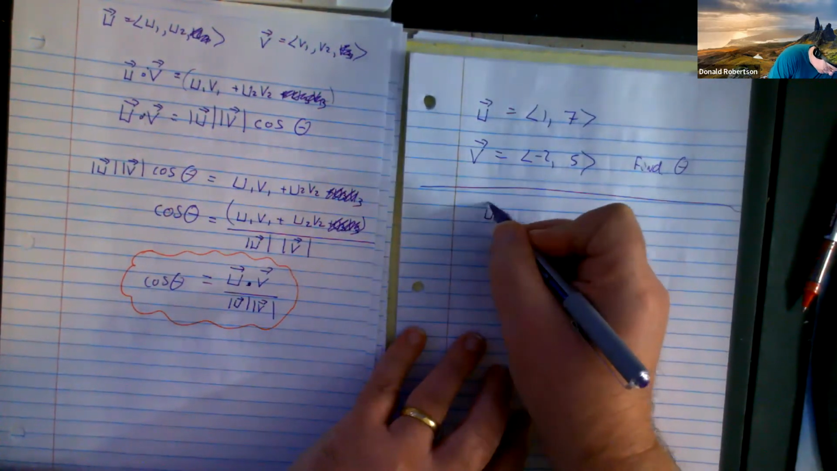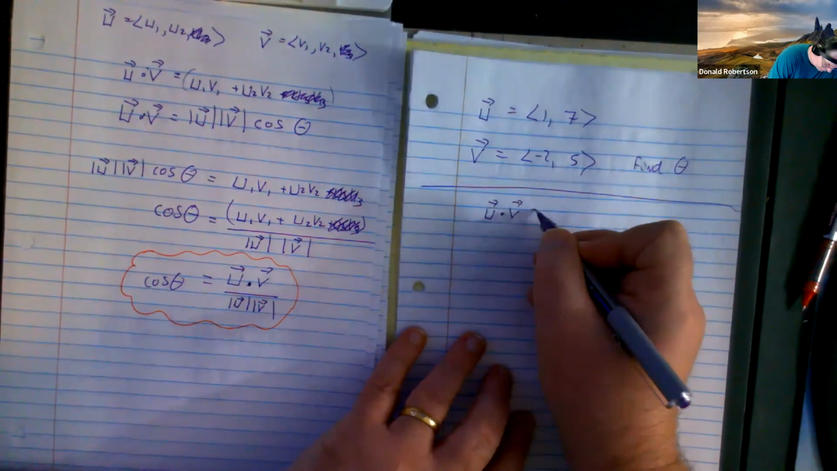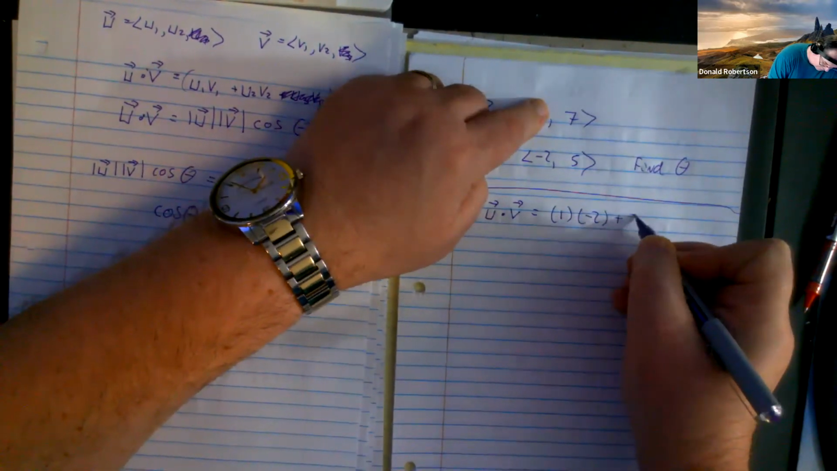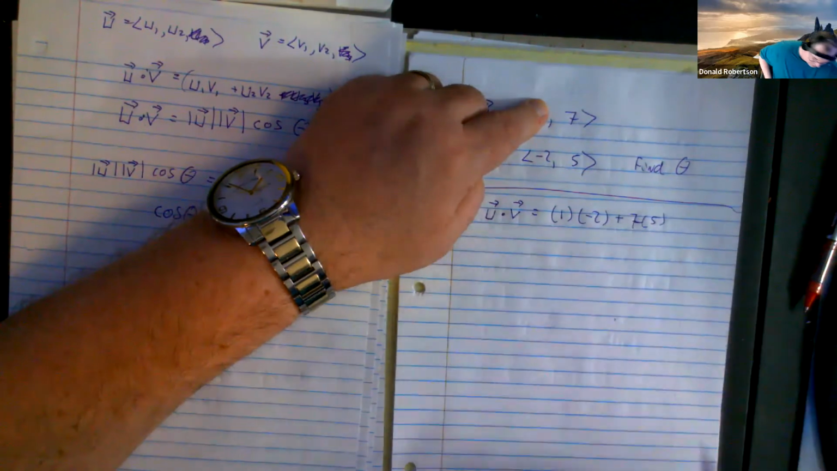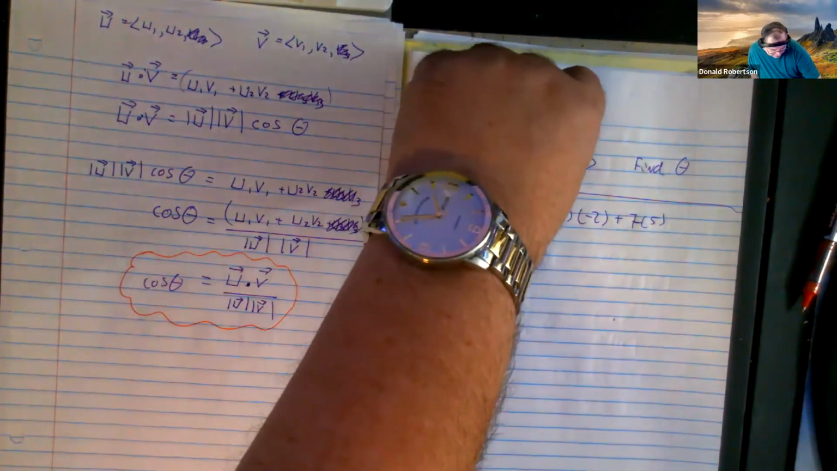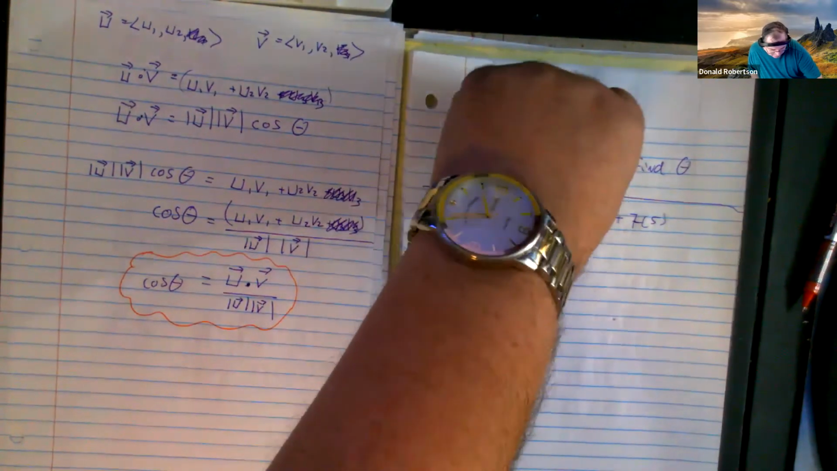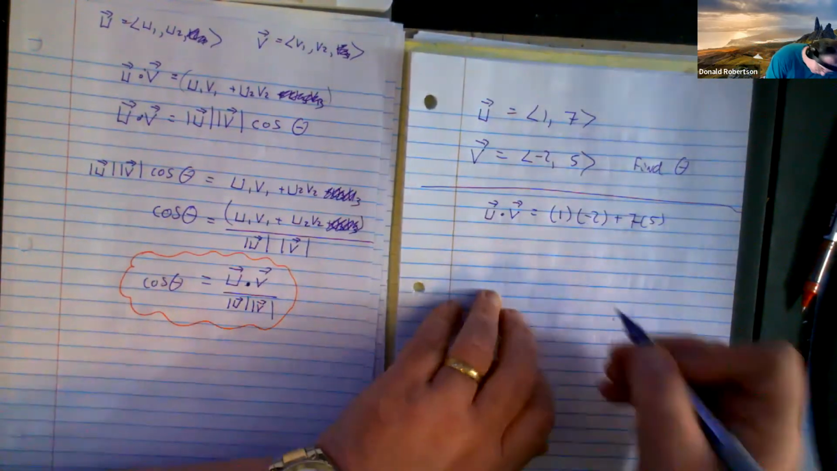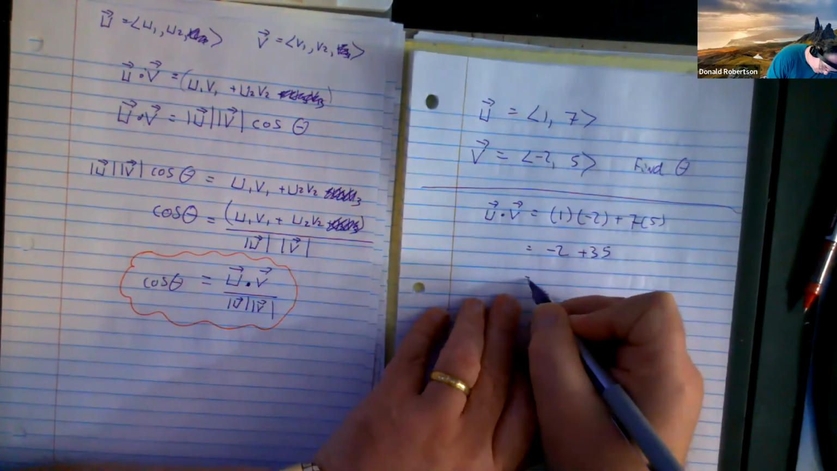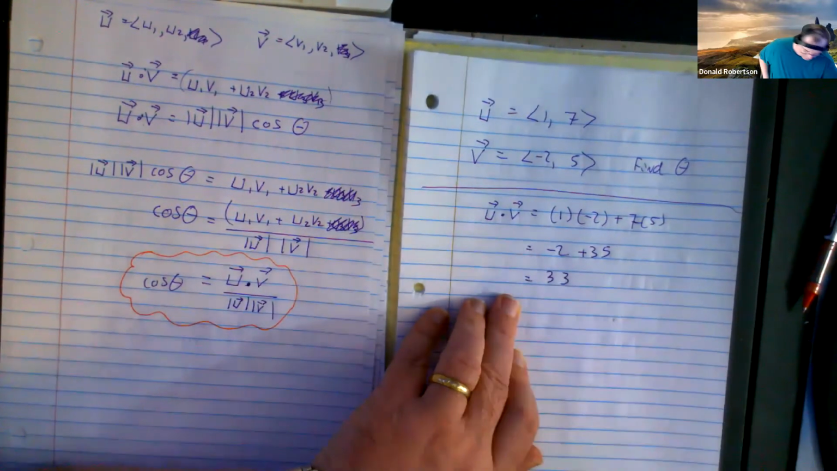Well, I'd find the dot product, which is... When I do dot products, I don't actually write all this stuff down. I just remember it's multiply the x's, multiply the y's. In this case, it's -2 add 35. So I hope that's positive 33.